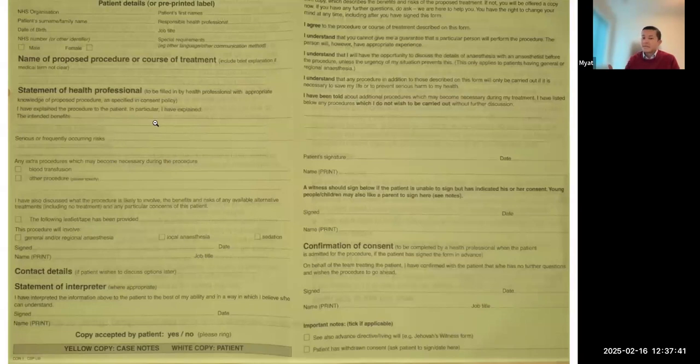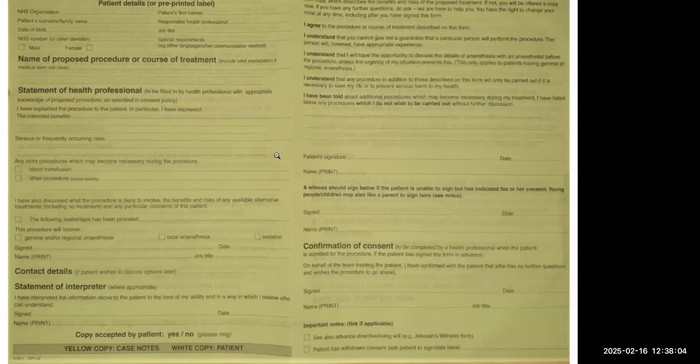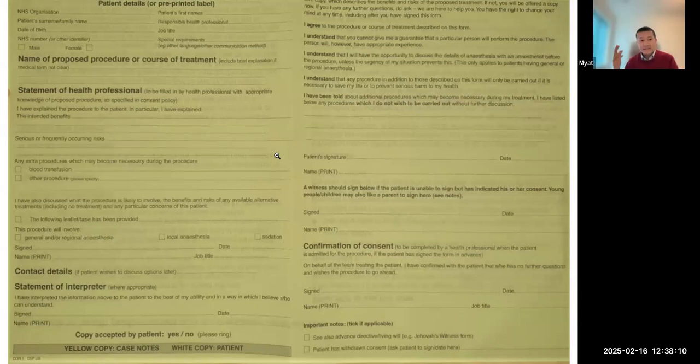So intended benefits, most of the time, are the therapeutic and the diagnostic purposes, just to diagnose it and then treat it. Ultimately, it will improve the quality of life for the patient. Right? Seriously occurring risk. So there's a question that I usually ask, should you include mortality? Can the patient die from OGD? No, really unlikely? Very, very unlikely. The answer is yes. Can the patient die from the OGD? The answer is yes.